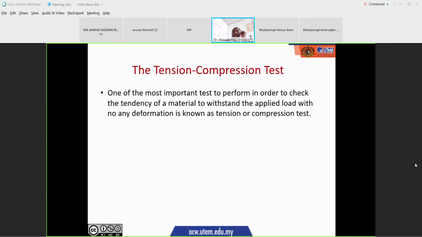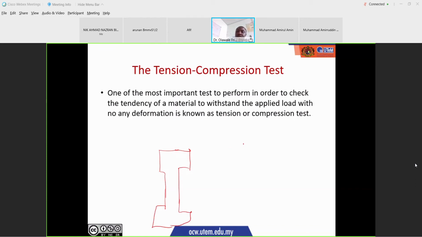So, like I mentioned, one of the most important tests to perform in order to check the tendency of your material to withstand load with no deformation is the tensile or compression test. So you want to check the strength of your material. Both of them are similar. You have a specimen like this. Let me just give you a sample of a specimen. You have a specimen like this, okay?